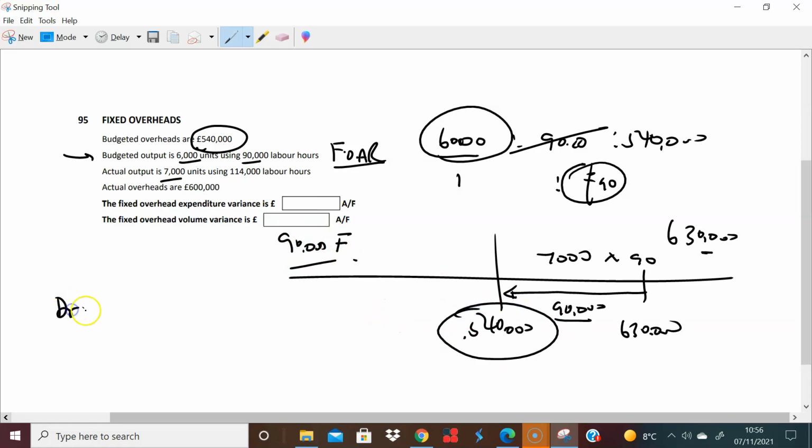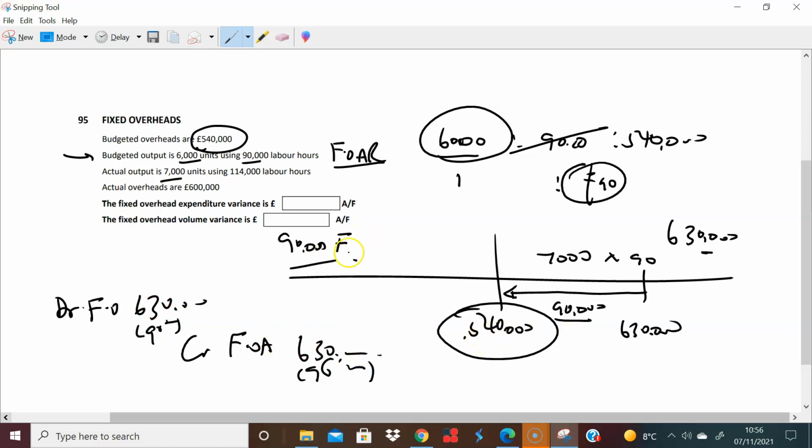Remember, this is what you've done. You've done your journal. Debit fixed overheads, 630,000. Credit fixed overheads accrual, 630,000. We've overabsorbed. We now release 90,000 from here, 90,000 from here. We're back at 540. This is your volume variance.